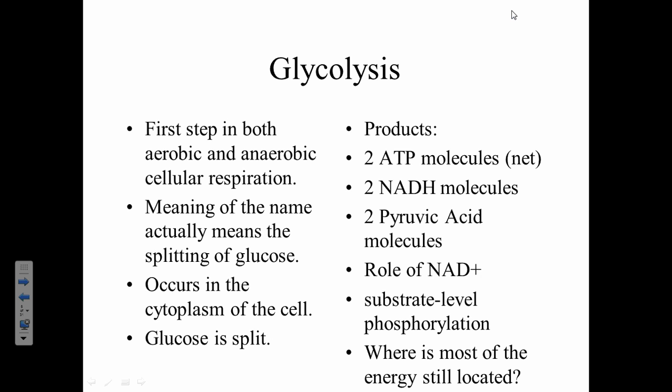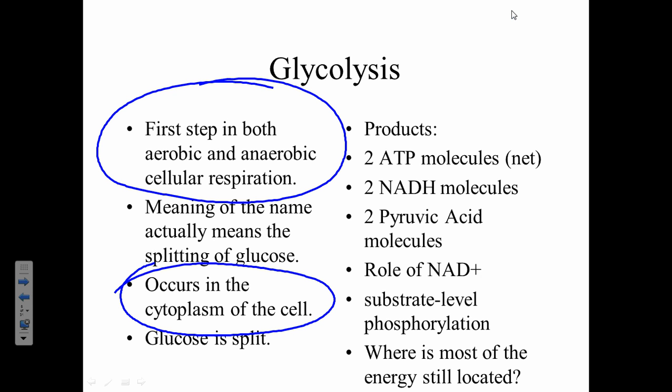But the cool thing about glycolysis is it's the first step in both kinds of respiration. It happens exactly the same way in every living organism on Earth. The first thing that happens, glucose needs to be split. It happens in a place that every cell has, which is the cytoplasm, or you might see it called the cytosol. Glycolysis makes three main products during the process. It makes a little bit of ATP. So it took a little energy from the sugar and used it to make some ATP.